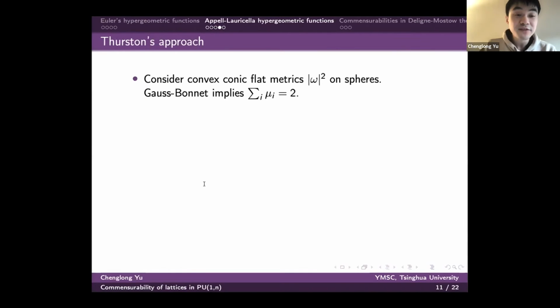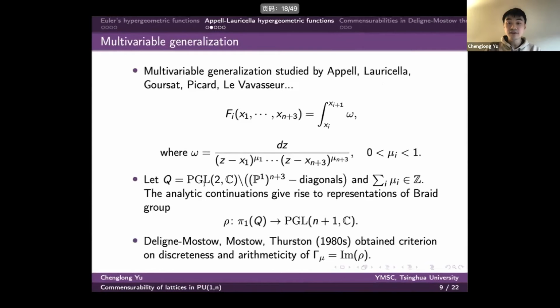So I will explain a little bit about why this condition implies a Hermitian form of signature (1,n), why this is natural. I will take Thurston's approach. This is quite related to the study of flat metrics on Riemann surfaces. If you consider the norm squared of omega, you will find a flat metric on the sphere. Recall that all the mu i's are from 0 to 1, so the conic angles at x1 up to xn plus 1 are less than 2 pi. So we call them convex conic angles.